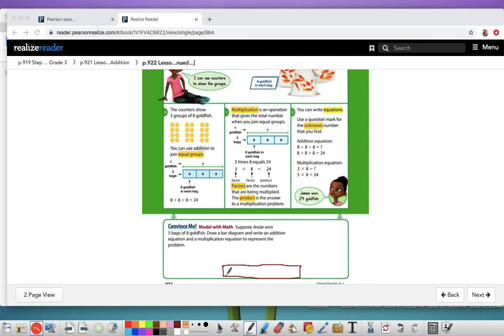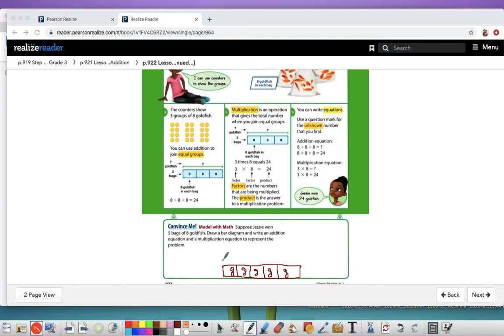So I'm going to draw, that's 1, 2, 3. Okay, I'm a little crooked there. I think I have 5. 1, 2, 3, 4, 5. And then what am I going to put in here? They represent what? 8. They represent 8 goldfish. So 8, 8, 8, because there's 8 in each one of these, correct? 8.